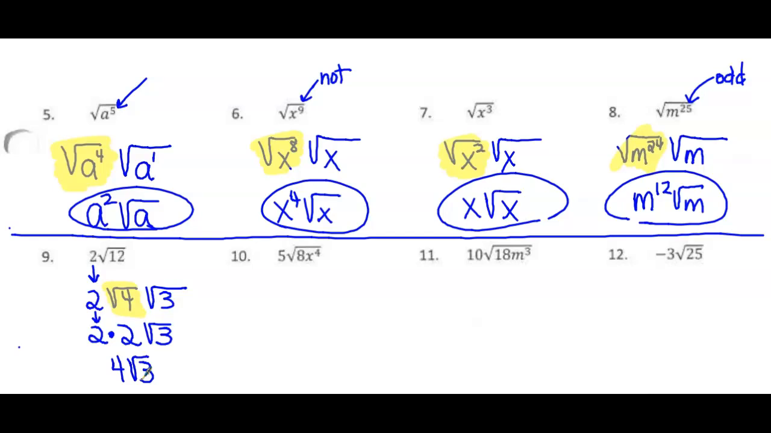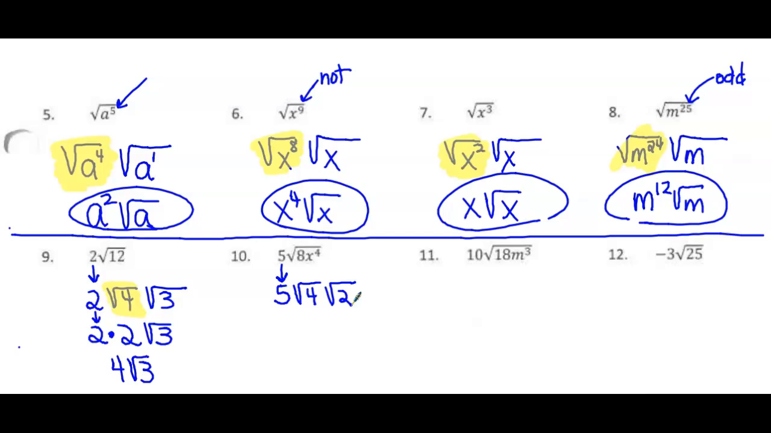And then when we go to number 10, I see the 5. I'm going to bring it down. Underneath that square root, there's an 8 and there is an x to the 4th. So you take each one individually. The square root of 8 is not a perfect square, but there is a factor of 8 that is a perfect square. The factor of 8 that is a perfect square is 4. 4 times 2. Now remember, I'm picking 4 because that's a perfect square. So that takes care of the 8.